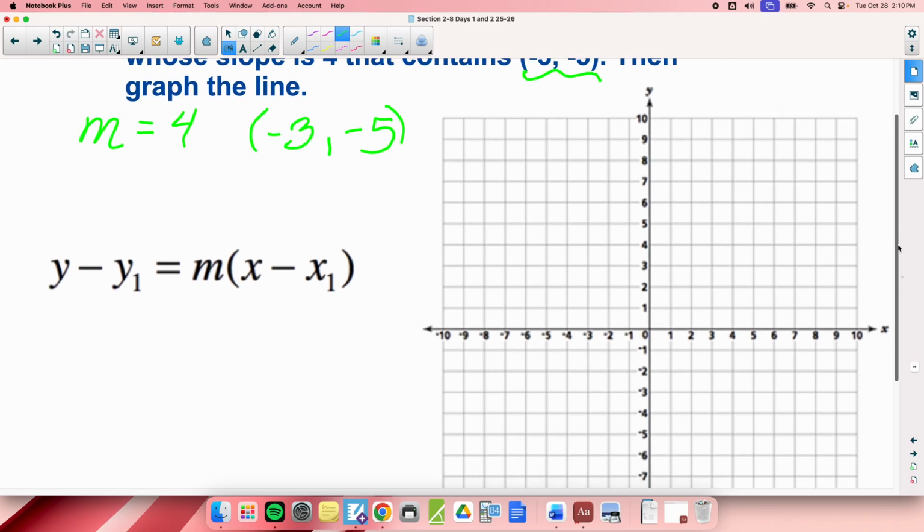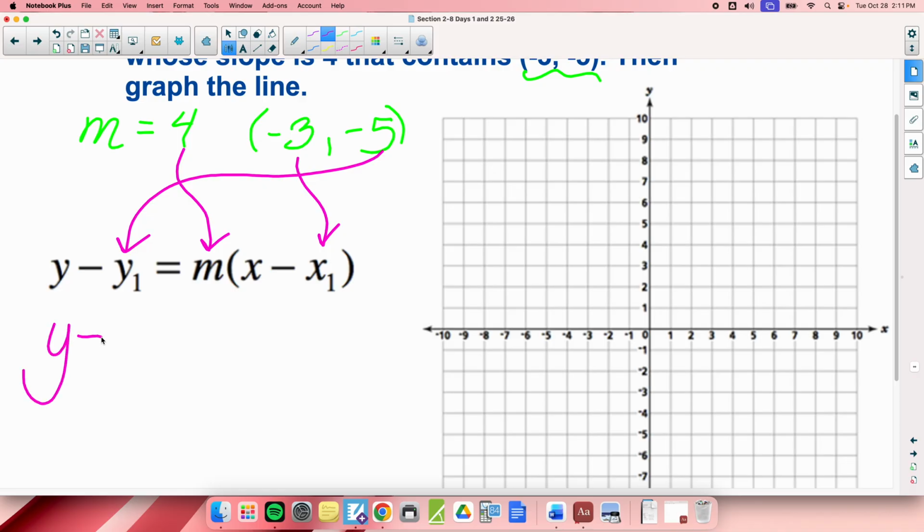Now the first thing we always do is we have to write our equation. And again, the m goes in here. Does the -3 go in for x or x1? X1, very good. And the -5 goes in for y1. Okay? So now I write that and I go y minus a -5 equals my m is 4, and then it's x minus my x1 is -3.